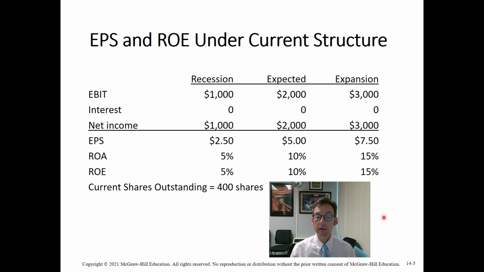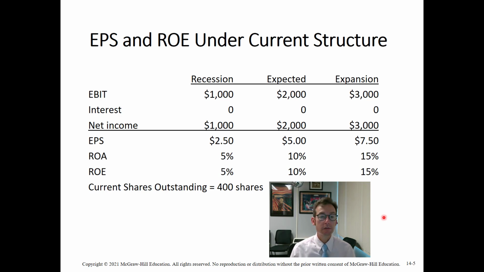Now we can take the net income and divide by the value of the equity, which in this case is the value of the firm, in order to get our ROA, which is just net income divided by total assets. Net income of $1,000 divided by total assets of $20,000 from earlier gives us 5%. In expected times, $2,000 in net income divided by $20,000 in assets gives us 10%. And in expansion, $3,000 divided by $20,000 is 15%.